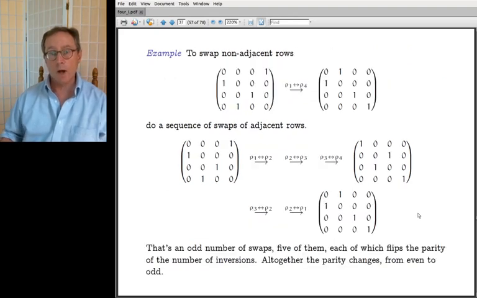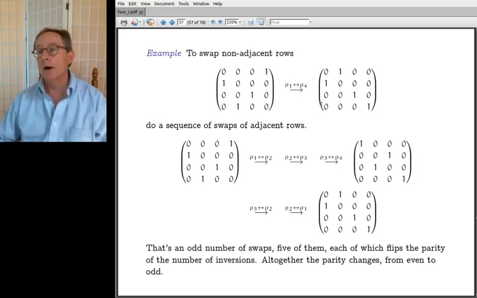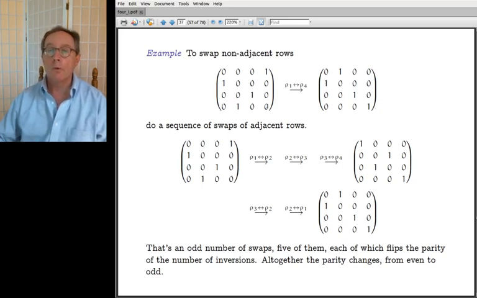What happens when you swap non-adjacent rows? Okay, so what happens, for example, if you take these two permutation matrices and you swap row 1 with row 4? See up here, row 1 was iota 4, and now I swapped it, so down it goes to the bottom. Here, row 4 was iota 3. I swapped, so it goes up here to the top.